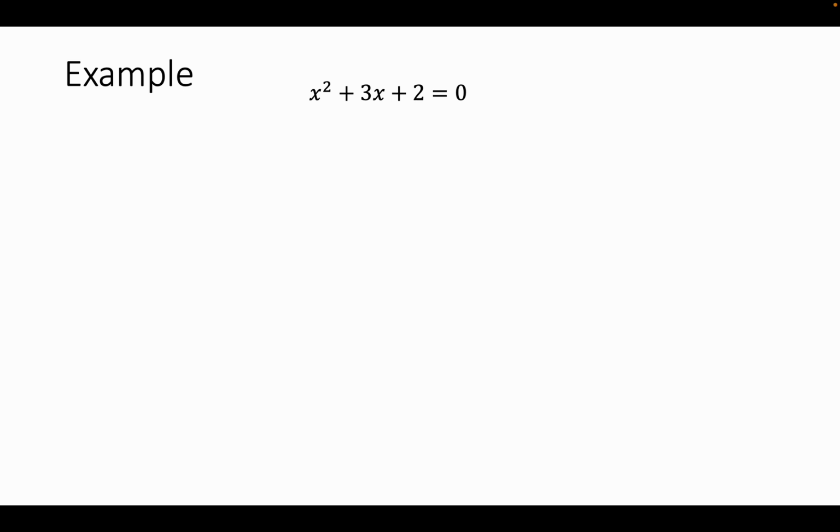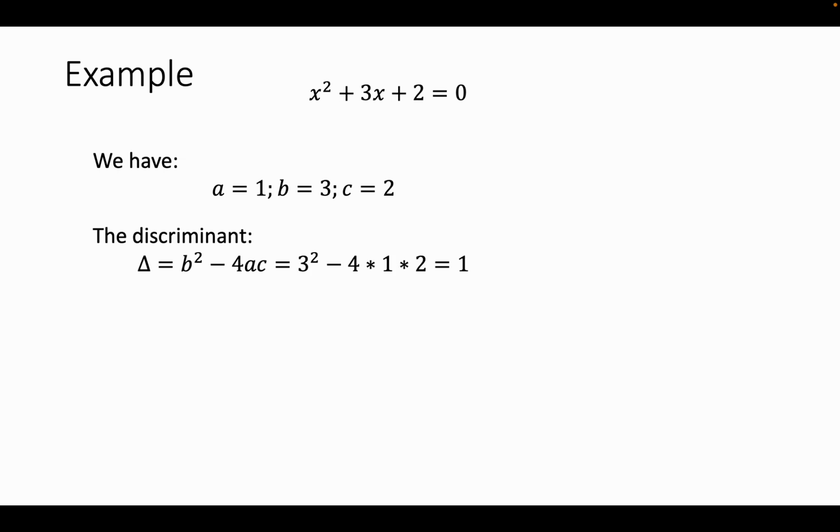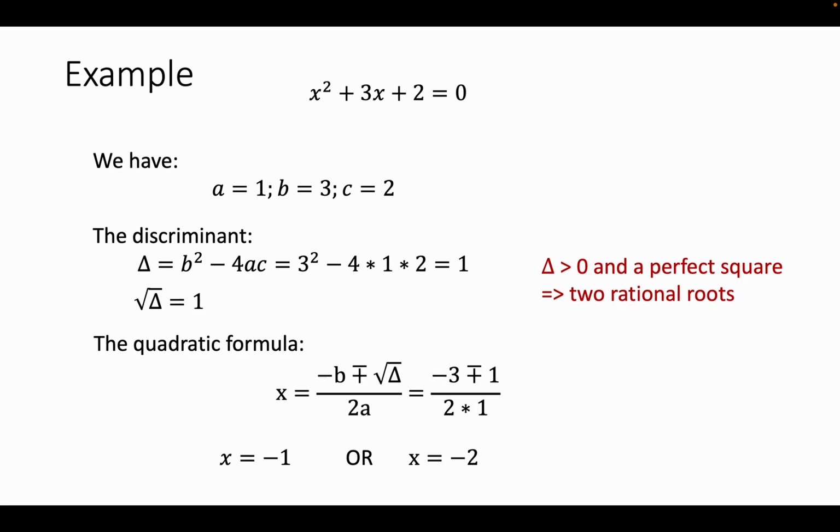x squared plus 3x plus 2 can be solved by substituting 1 for a, 3 for b, and 2 for c in the formula shown. To find the discriminant, we will substitute b squared minus 4ac for the stuff shown above. So 3 squared minus 4 times 1 times 2 equals 1. And the square root of 1 will be 1. Because delta is larger than 0, it will have a perfect square and two rational roots.